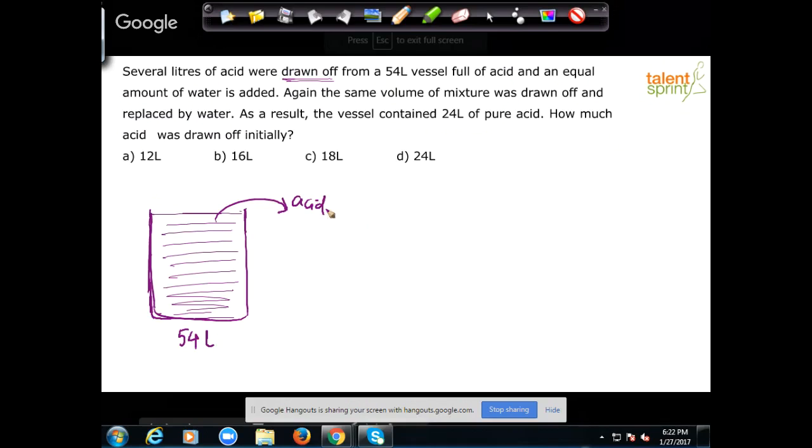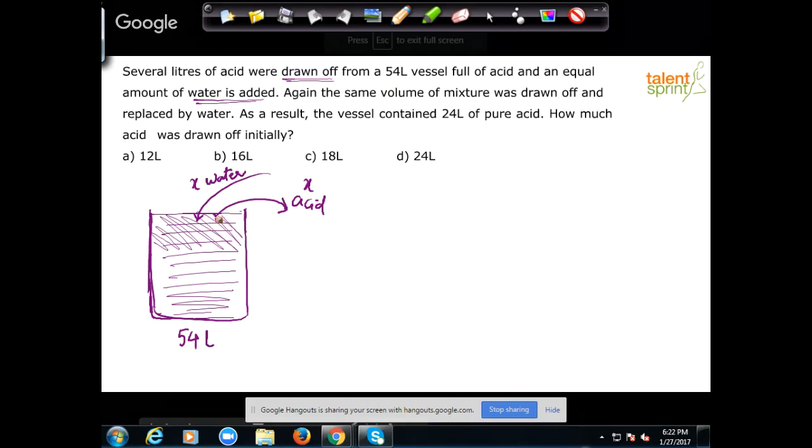Acid removed, and the same volume, which means the same quantity of water, was added, right? Equal amount of water is added. So if you have removed, let's say, X liters of acid, X liters of water was added. If X acid is removed, X water was added. Now you know that after you have removed acid and added water, it will become a mixture. Earlier it was only pure acid. Now it is a mixture of acid and water.